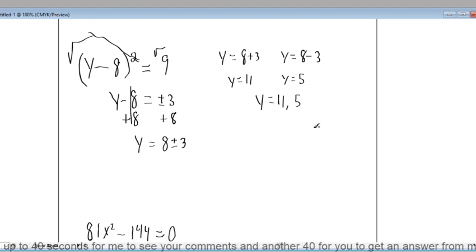This is an idea called a quadratic equation. And quadratics will almost always have more than one answer. Typically, they'll have two answers. Sometimes they'll only have one. That's a very special case when that happens. But most of the time, you're going to see two answers because of this plus or minus thing.